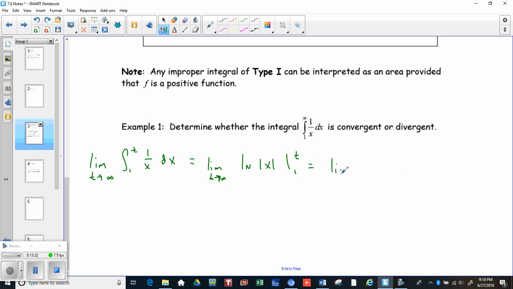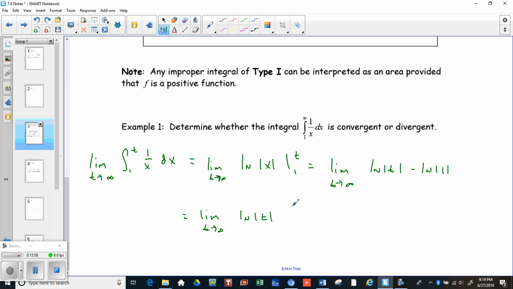So we get the limit as t approaches infinity of the natural log of the absolute value of t minus the natural log of the absolute value of 1. The natural log of the absolute value of 1 is just 0. So really what I've got now is the limit as t approaches infinity of the natural log of the absolute value of t. Now that I have simplified everything that I could here, I can go ahead and take this limit.